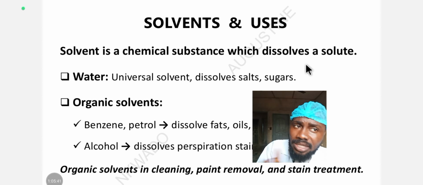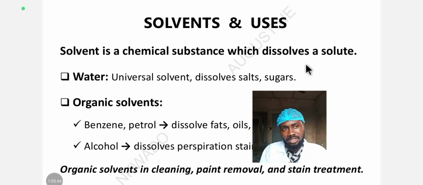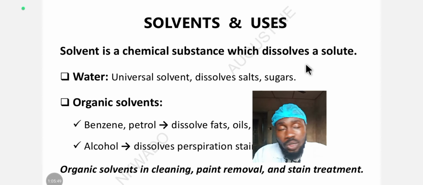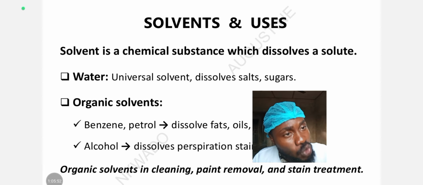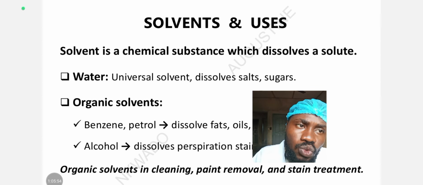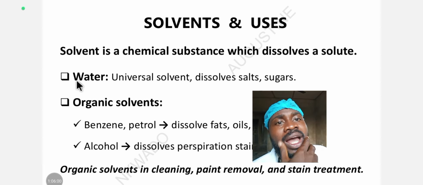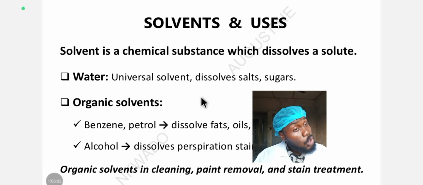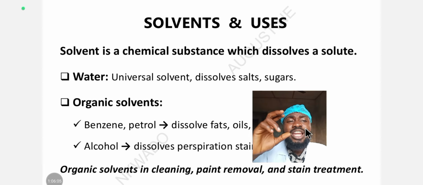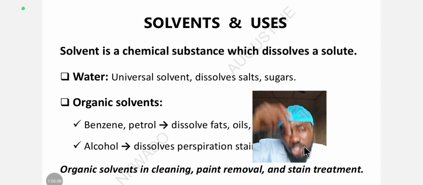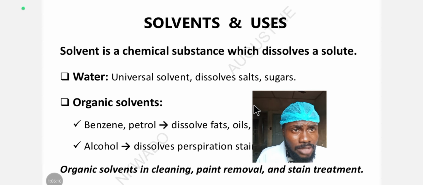For example, water is a universal solvent, and it dissolves solutes. Salt dissolves inside. Sugar dissolves inside. So the sugar and salt that dissolve in the water are solutes, while the water that dissolves them is called a solvent. Water is called a universal solvent because a lot of solutes dissolve in it.